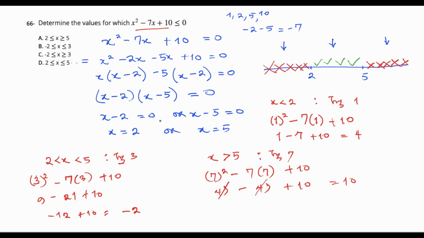But we also know from here that x is equal to 2 and x is equal to 5. So to complete it, our real solution is going to be that 2 is less than but also equal to x, and x is less than but also equal to 5. And that's our final answer. That is the region of values that satisfy this inequality here. So our final answer here is going to be D.